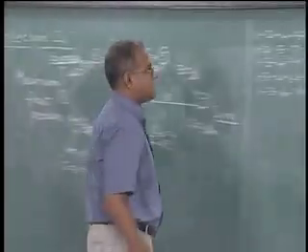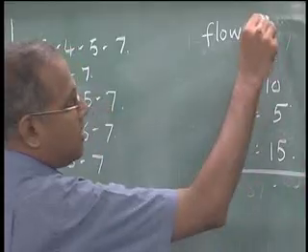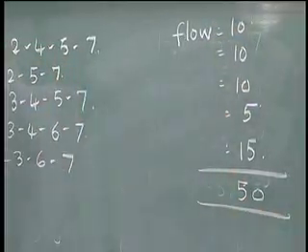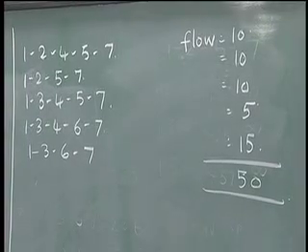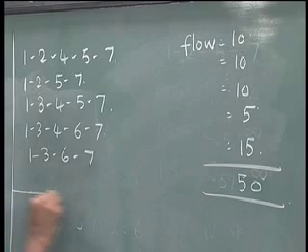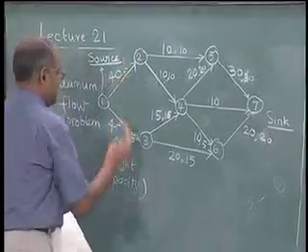So, we now realize that we have a total flow of 30, 35 plus 15, 50 that we are able to send through this particular order or choice of the paths. Now, let us try doing this with a different configuration or order of these.